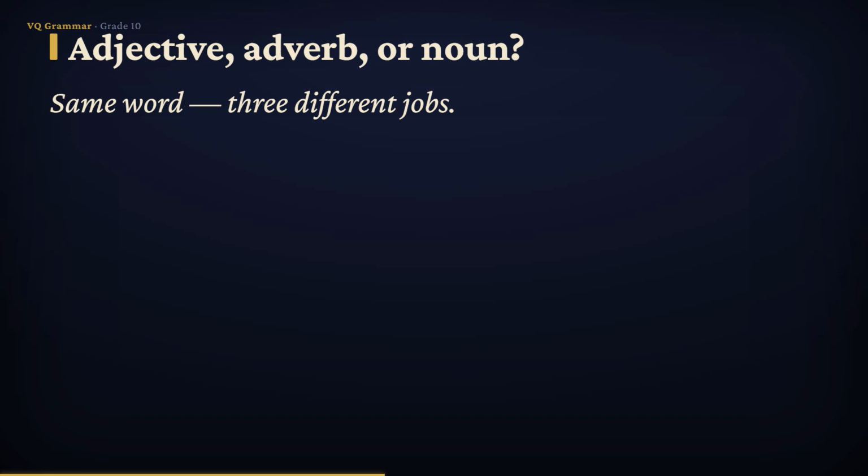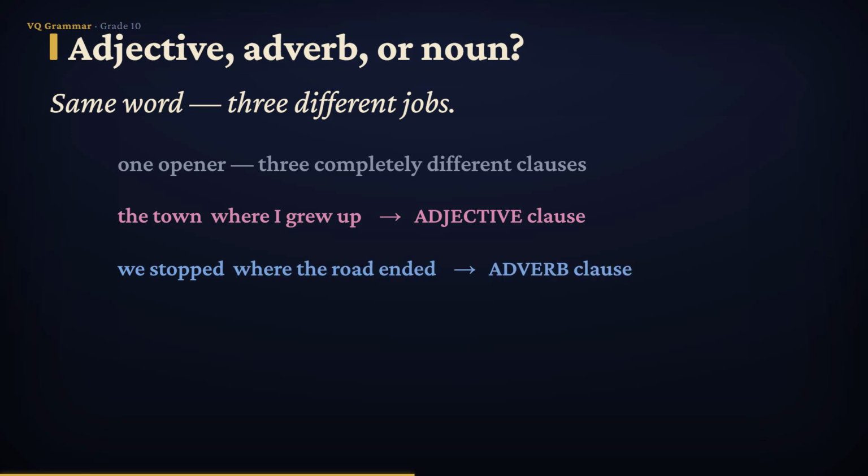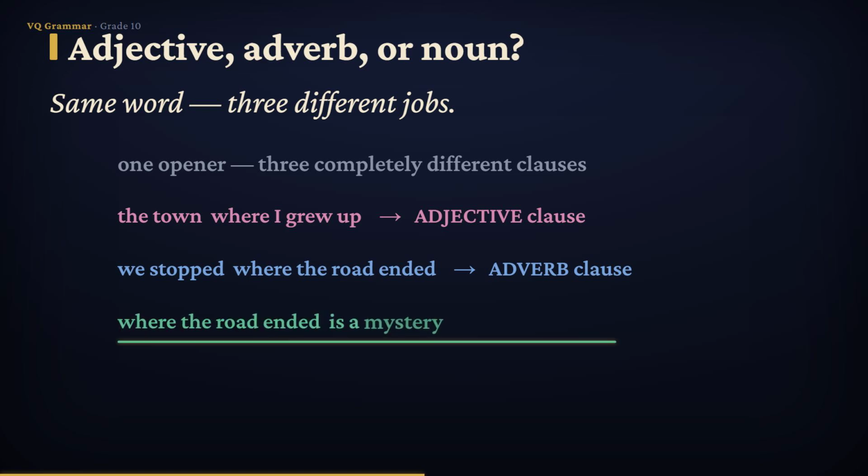Now for the part that trips everybody up, and it deserves a board of its own. The very same word can open 3 completely different clauses. Listen carefully. Number 1, the town where I grew up. That clause tells you which town, so it hangs on a noun, adjective clause. Number 2, we stopped where the road ended. That clause tells you where we stopped, so it hangs on the verb, adverb clause. And number 3, where the road ended is a mystery. Same 3 words, brand new job.